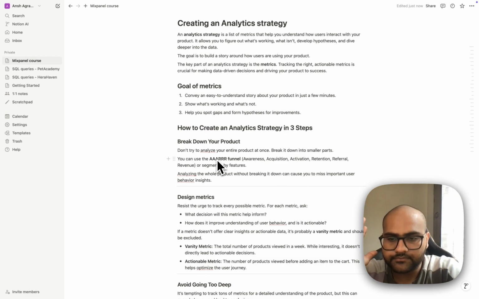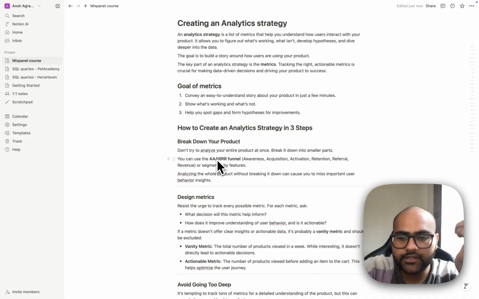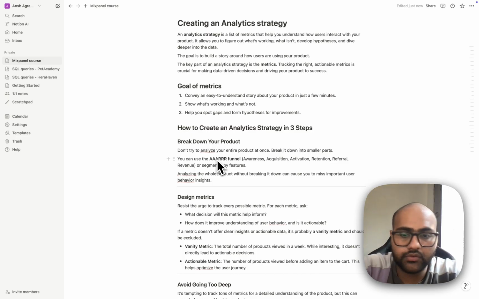Let's take a quick example. Say you have an e-commerce, and you look at the total number of products viewed in a week. This feels like a vanity metric in itself. It's interesting, but it doesn't directly lead to any actionable decisions, and a lot of people do track these.